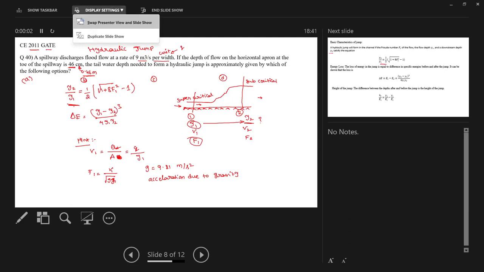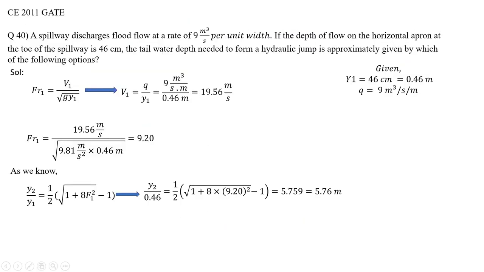So let me share my screen again. Okay, maybe I can go to the solution. First step, you calculate the V1. How much is V1? V1 is nothing but q divided by y1. From that equation you get 19.56 meter per second. Then substitute this V1 into the Froude number, V1 divided by root over g into y1. From that, by substitution, you get the Froude number as 9.20.